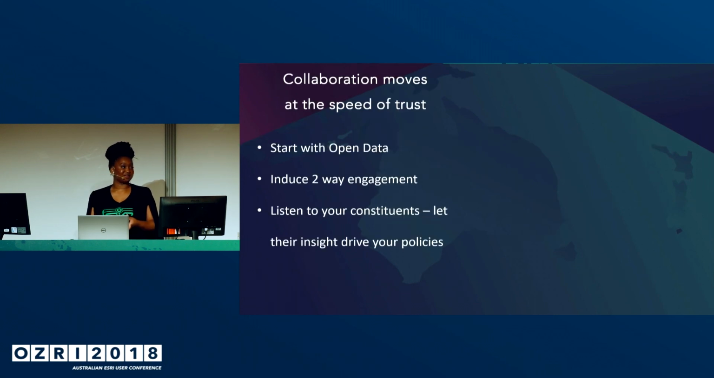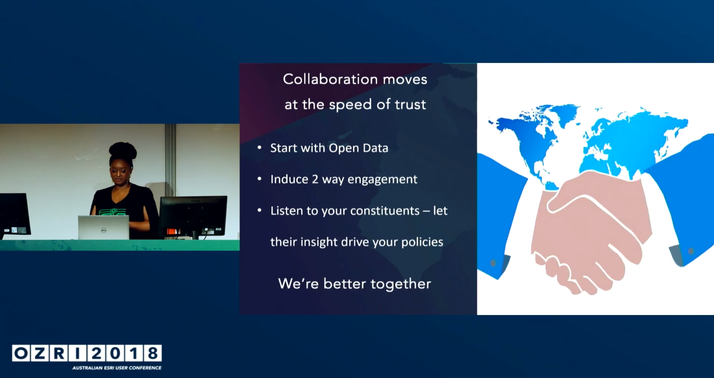The most important thing, however, is that collaboration moves at the speed of trust. If we don't trust one another, how can we collaborate? So it's great to start engaging internally as well as externally. So start by sharing your data that you have. Create an open data initiative, and then encourage the community to let you know what they need. Use ArcGIS Hub to leverage that engagement piece. And remember, we're definitely better together.